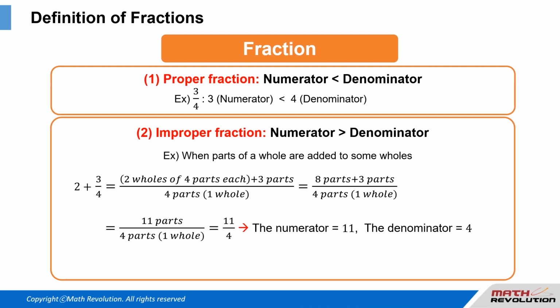Equals 8 parts plus 3 parts over 4 parts by 1 whole. Equals 11 parts over 4 parts by 1 whole equals 11 over 4. The numerator is 11, and the denominator is 4. The numerator, 11, is greater than the denominator, 4. Thus, 11 over 4 is an improper fraction.